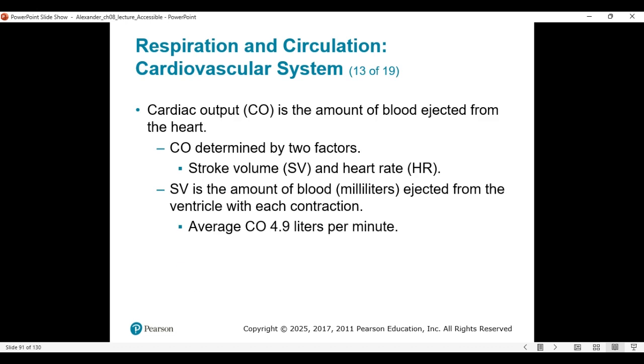contraction. Talking about cardiac output, this is how much blood is ejected from the heart in each minute, I'm sorry. And this is determined by two factors: stroke volume, which is how much each beat, which is about an average of 70 ml every time your heart contracts. And the second factor is your heart rate. And any type of variance in either one of these can affect your cardiac output. And our average cardiac output is 4.9 liters per minute.